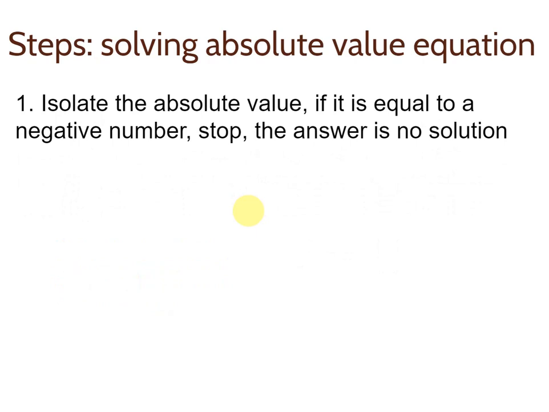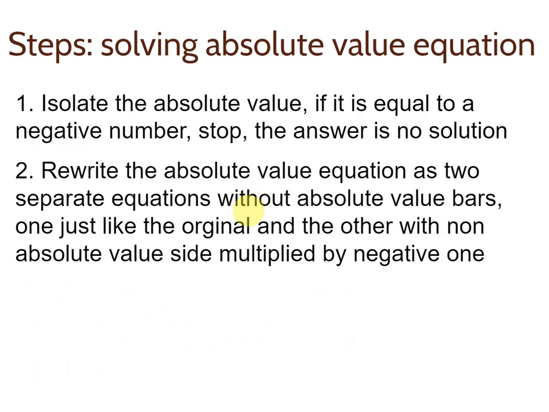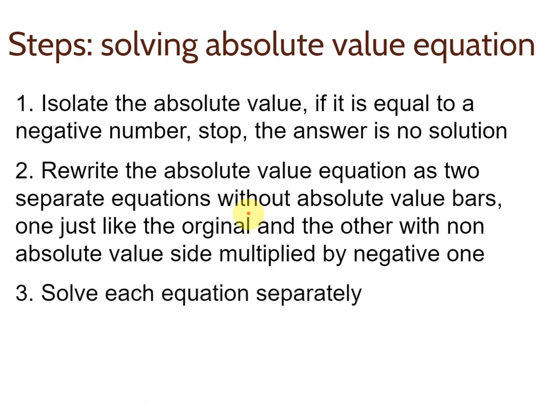The steps for solving an absolute value equation are the same for each one, and all you've got to do is write these down and try to remember them. The first thing we're going to do is isolate the absolute value, and once we get the absolute value by itself, if it's equal to a negative number, we're going to stop, because then the answer is no solution. The second step is we're going to rewrite the absolute value equation as two separate equations without the absolute value bars. One is going to look exactly like the original, and for the other one, we're going to take the non-absolute value side and multiply it by negative 1. And then we're going to solve both of those equations.